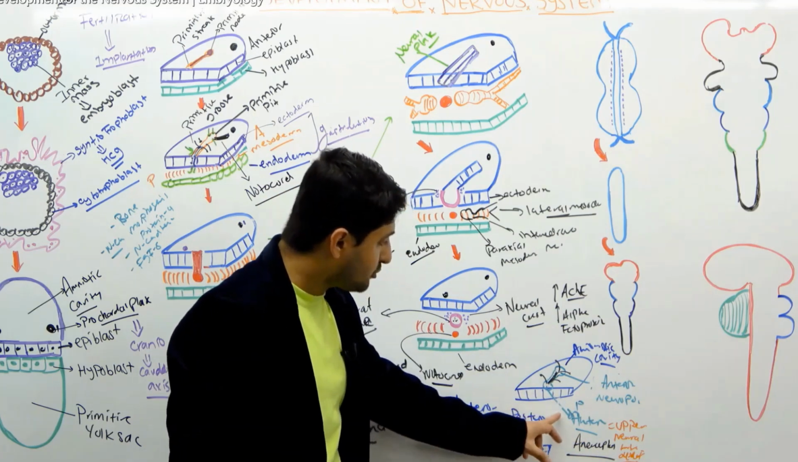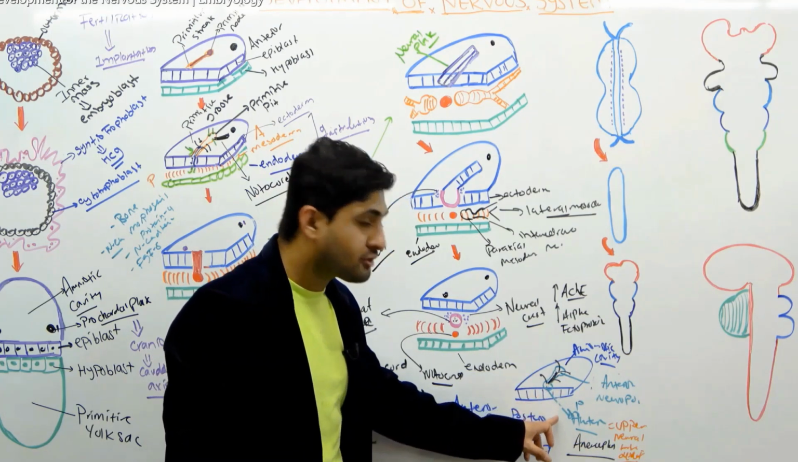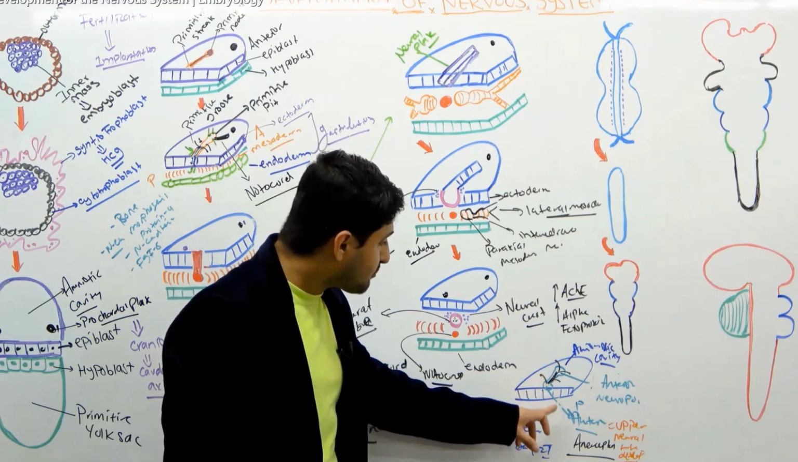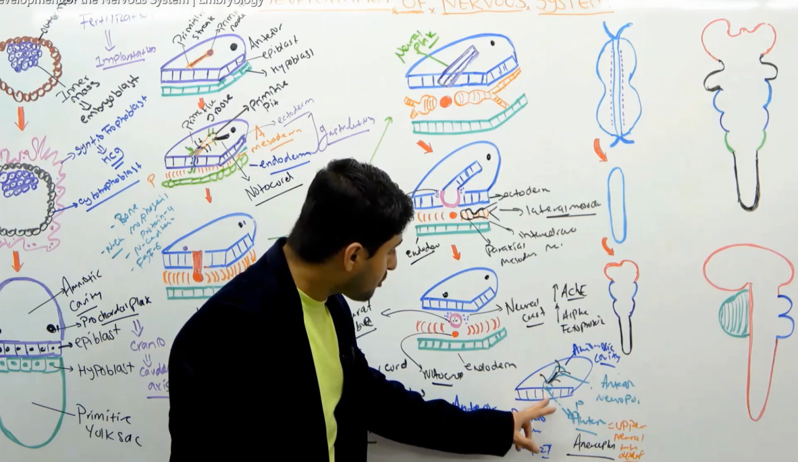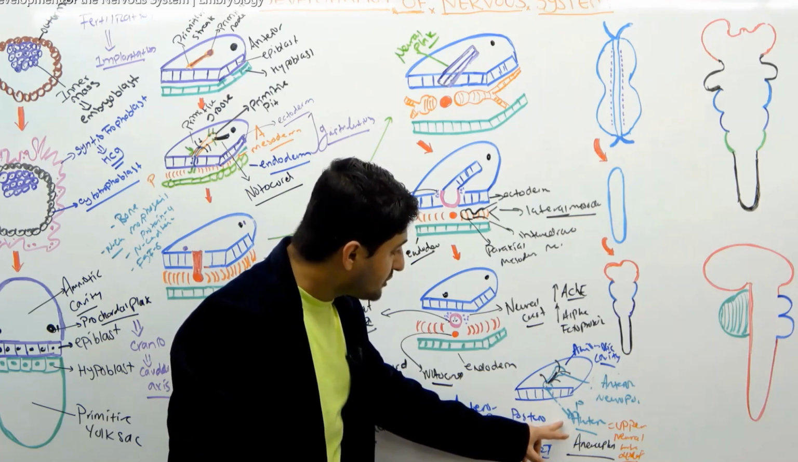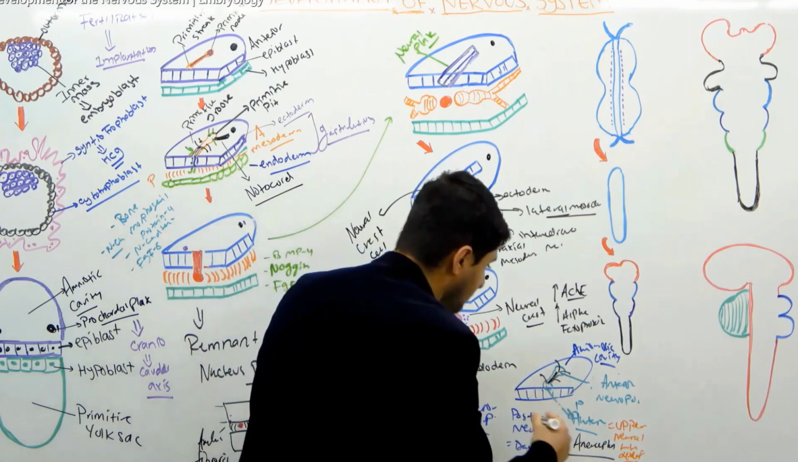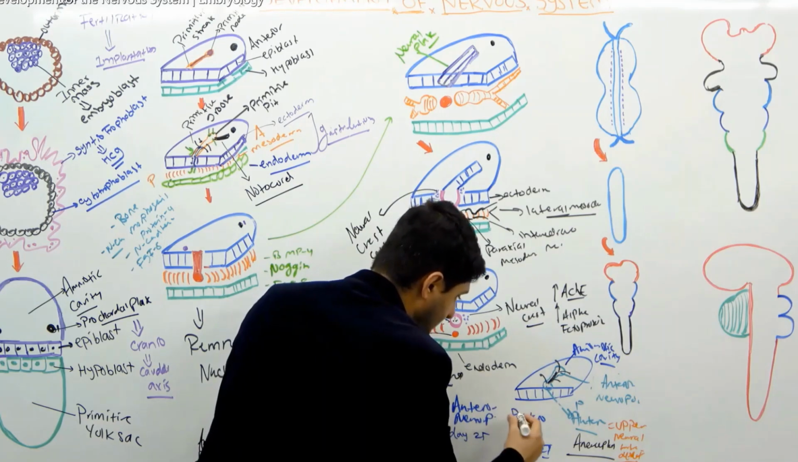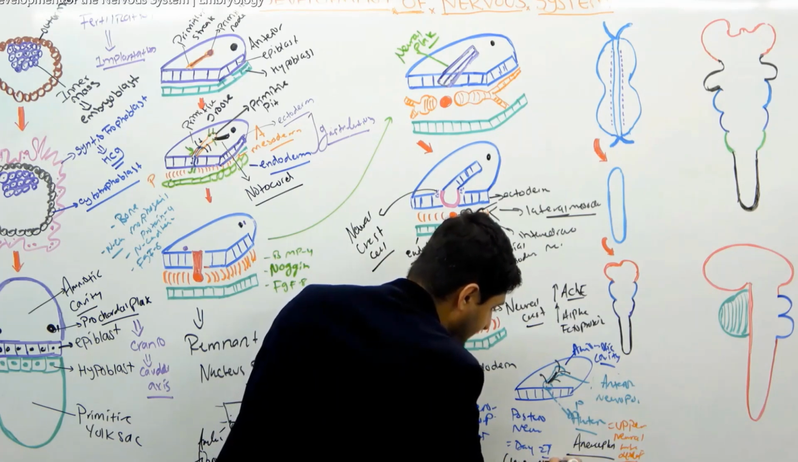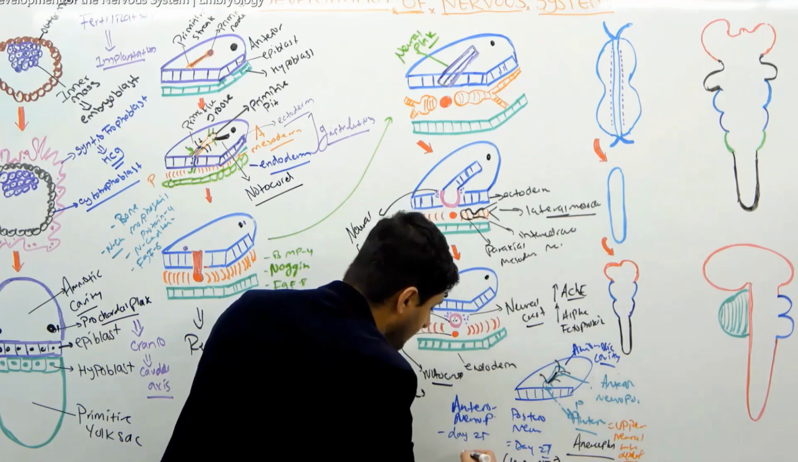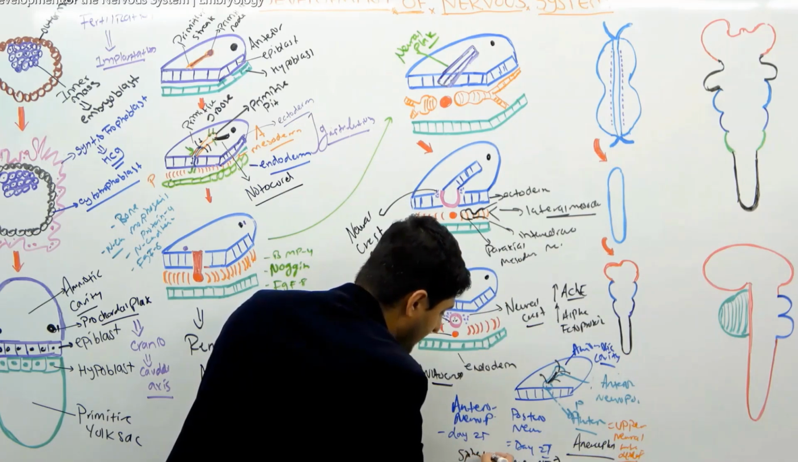And then same thing with the posterior neuropore too. If the posterior neuropore does not fuse, then this posterior neuropore is the one that gives rise to our spinal cord, right? So if this posterior neuropore does not close, then you get lower neural tube defects. And what do we call them? We call them spina bifida.